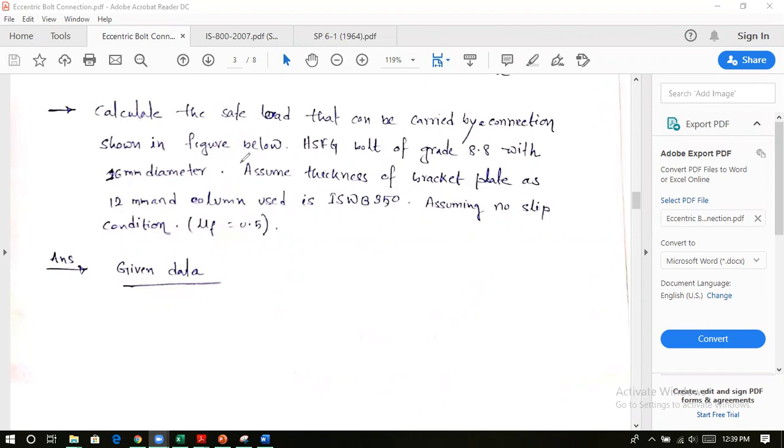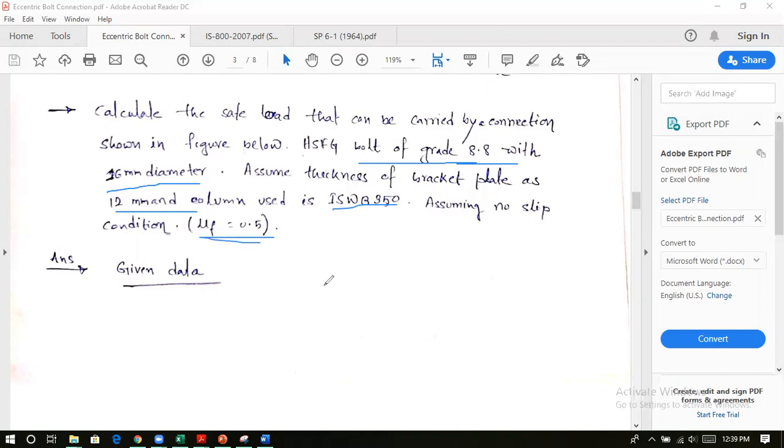The figure consists of HSFG bolt, high strength friction grip bolt of grade 8.8 with 16 diameter. Assume the thickness of bracket plate as 12 thick and the column used is ISWB 350. ISWB 350 is Indian Standard Wide Flange Beam 350. The overall depth of the beam is 350. Assume no slip condition and the coefficient of friction is given as 0.5.